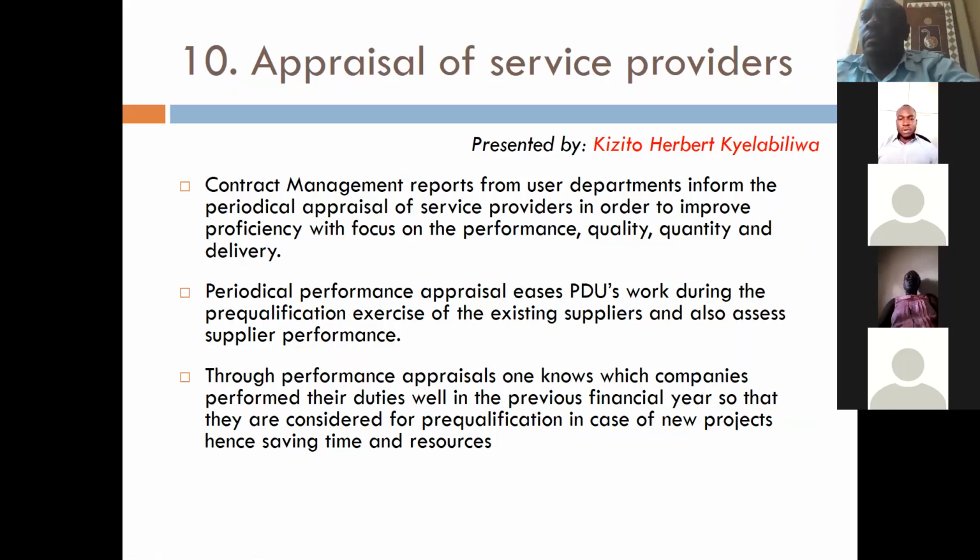Periodical performance appraisal, whenever it's conducted by the user department, helps the procurement and disposal unit in the pre-qualification exercise when they are selecting or assessing suppliers' performances, basically the existing suppliers. Appraisal also helps in making sure that the user department is aware of the duties that were previously performed by the service providers, how well or poorly they performed. This will always help the user department in selecting the eligible service providers, saving time and resources.